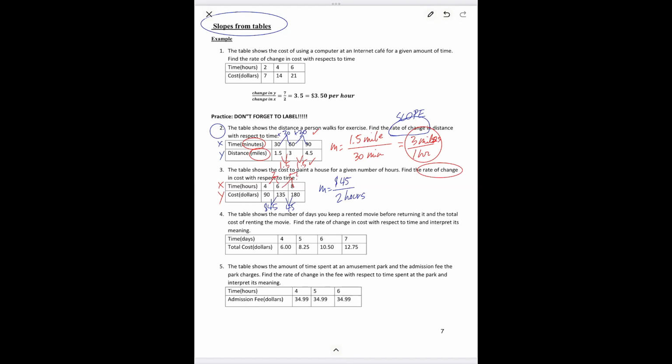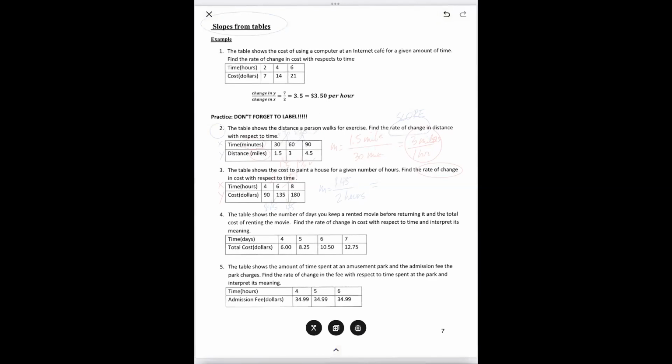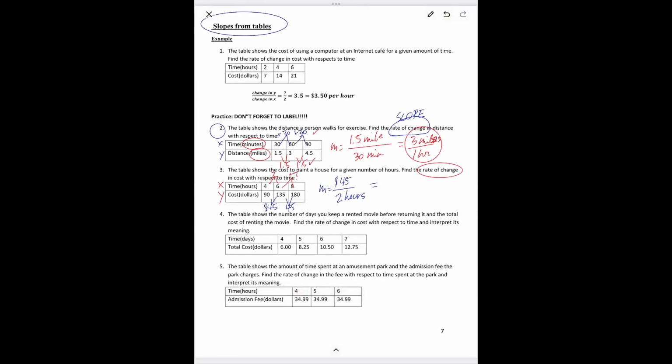Now, again, it's usually good to get this in an hourly rate, so I'm going to do that. If the painter is charging $45 for every 2 hours, that means that his rate is $22.50 every 1 hour. So basically he's charging $22.50 an hour. Another way of saying that is that's probably his salary. That's his rate. He's charging $22.50 an hour, which means that he's getting $45 every 2 hours.